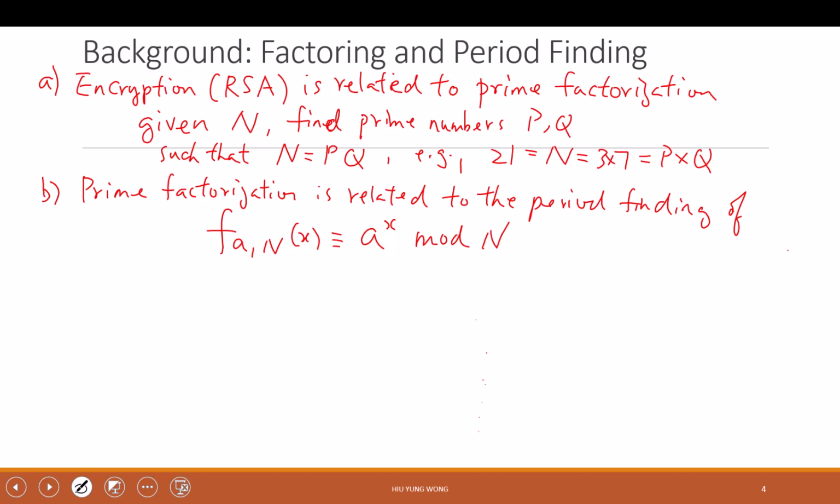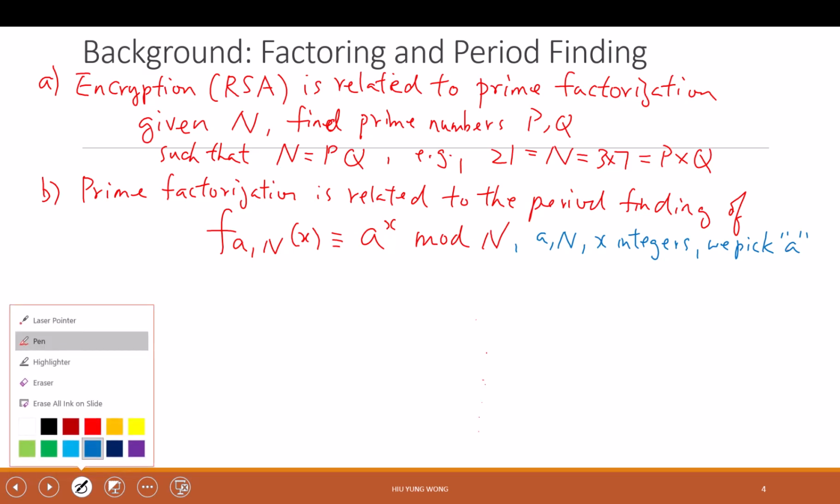But anyway, let's just mention that a, N, x, they are all integers. They need to be integers. And then we also pick a. A is not given, because you see that x, of course, is an independent variable: 0, 1, 2, 3, 4, 5, 6. This is the independent variable. And f is the function. It's related to N. But what is a? We will pick a randomly. So now you give any a, you find the period of this function. Let's just look at an example.